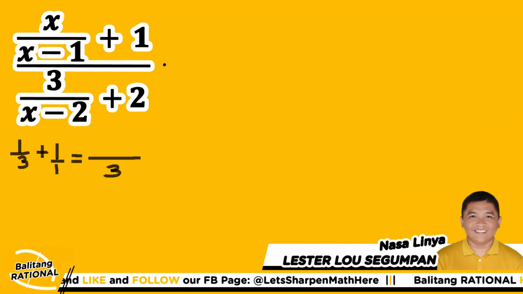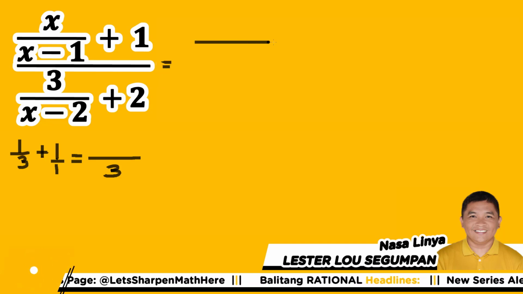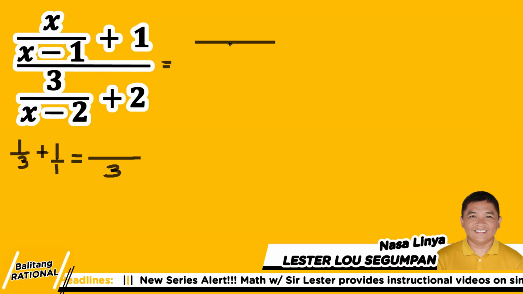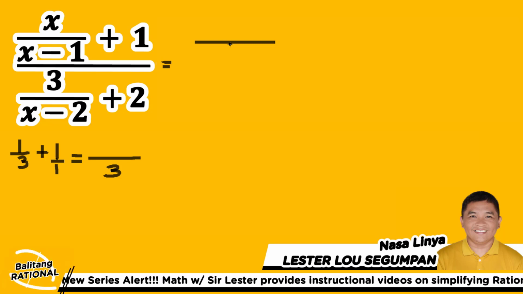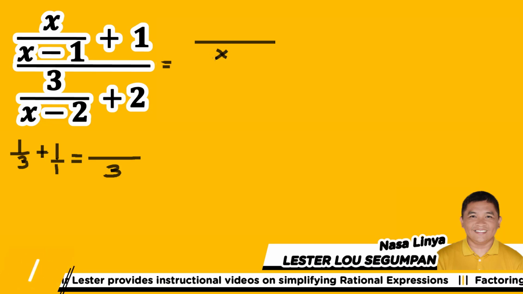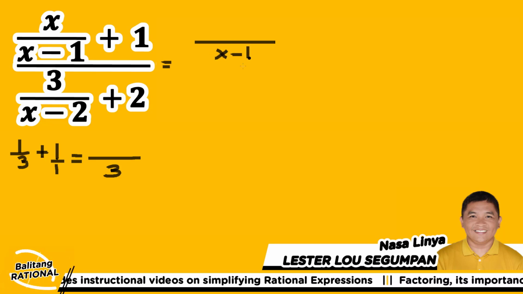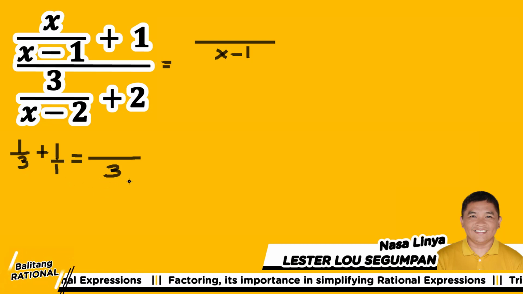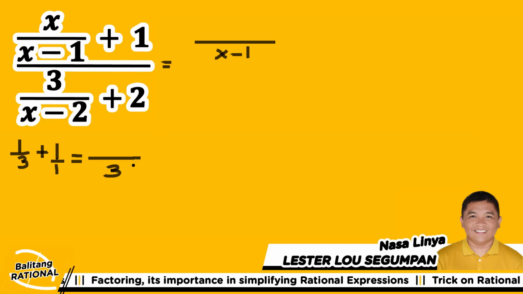So if we are going to copy this concept on our numerator, we are going to have an LCD. Again, the integer 1 on our numerator can be written as 1 over 1. So yung denominator niya is also 1. The LCD of x minus 1 and 1 is just x minus 1. Just like here, the LCD of 3 and 1 is 3. We just simply multiply them. So, what should be next?